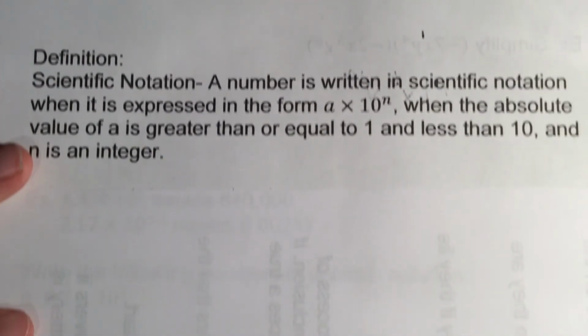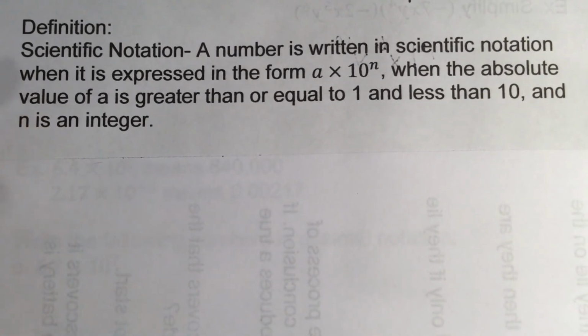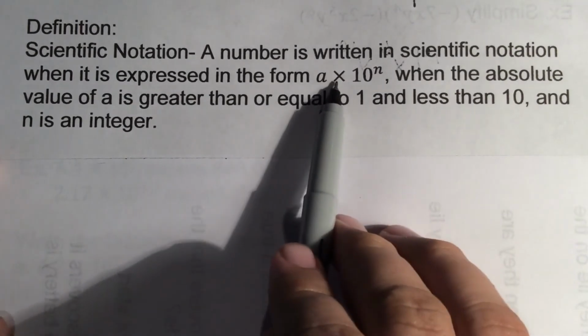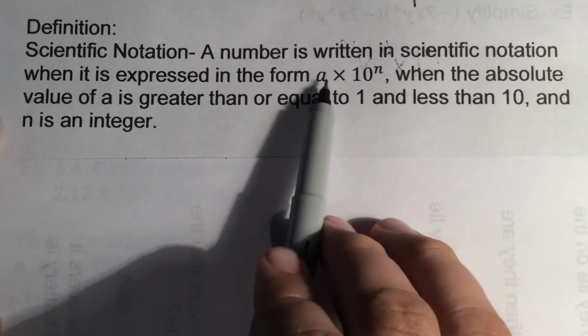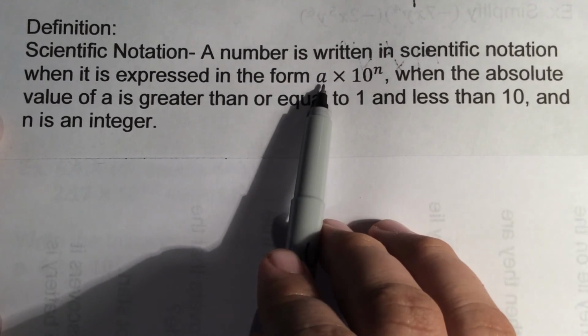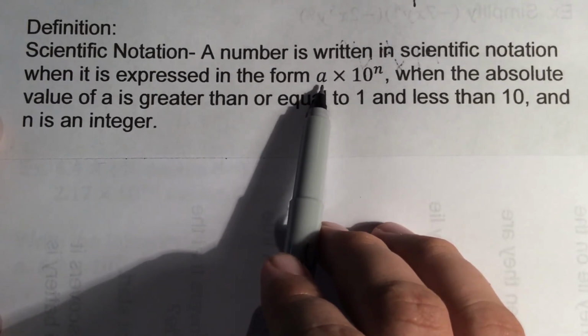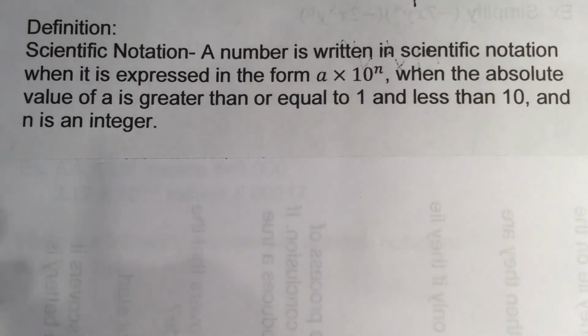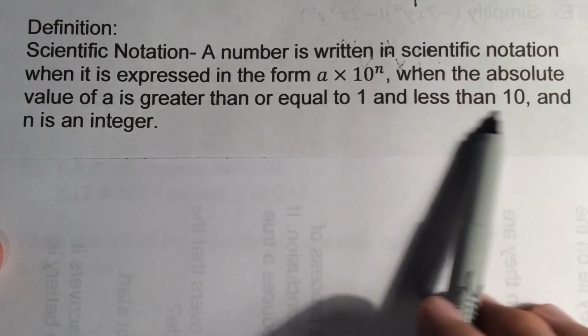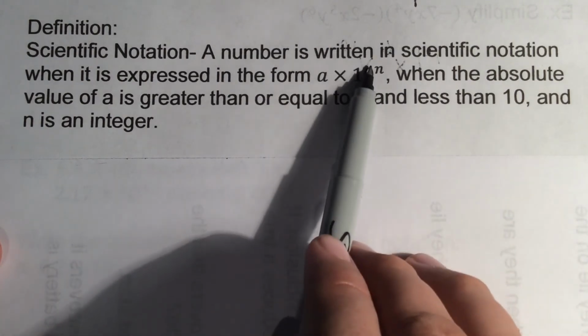Now, next thing we're going to jump to here is scientific notation. So, scientific notation is a number expressed in the form of a times 10 to the n. A is going to be a number between 1 and 9. It's going to be a single digit, then a decimal, and then the rest of the number, excluding zeros. N is going to be an integer.